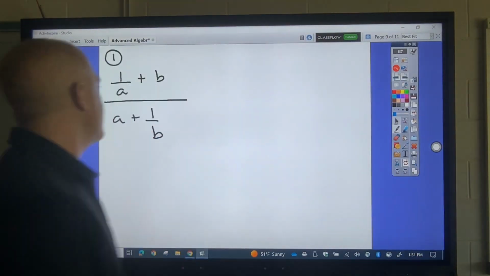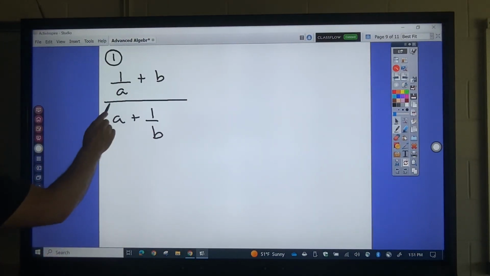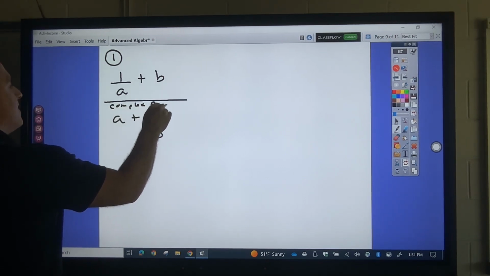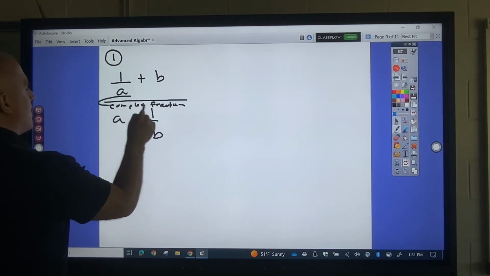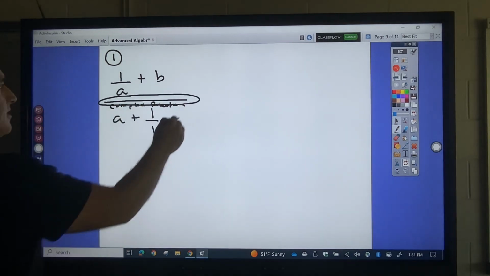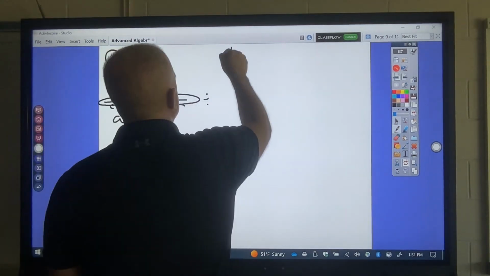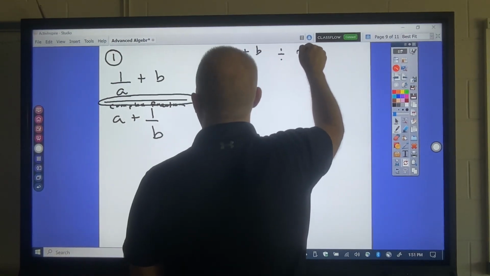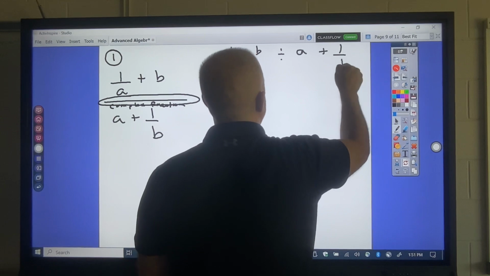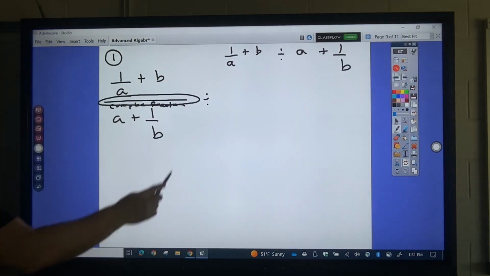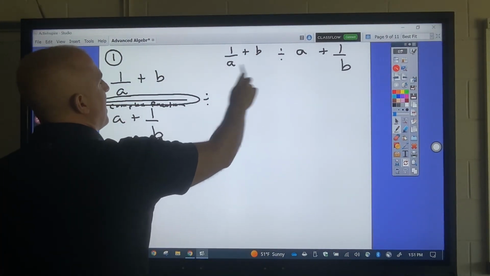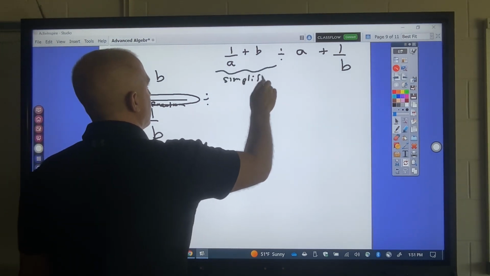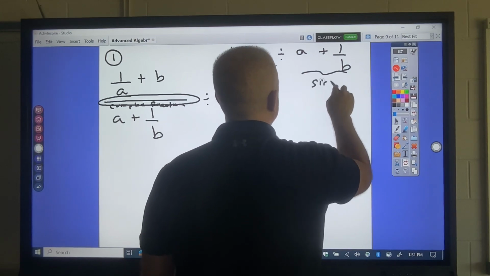Okay? Now, moving on to this. This is called a complex fraction. Now, very simply, here's what you do with the complex fraction. This means division. So what I'm going to do is rewrite this with a division sign. Now, I want to simplify this as much as possible. I want to simplify, and I want to simplify.